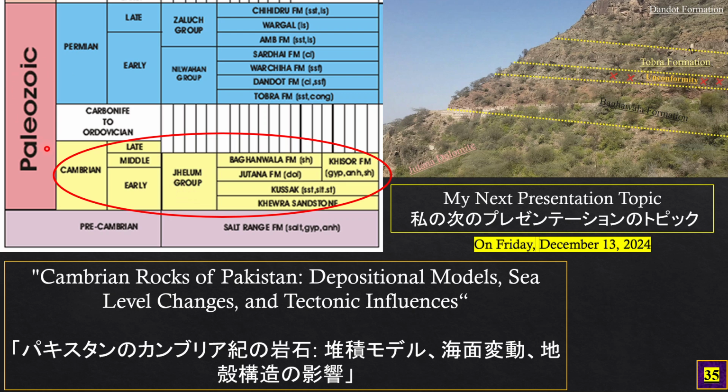My next presentation will be the Cambrian strata of Pakistan. I have started my presentation on that, and then we will cover the Permian, then the Mesozoic and Cretaceous, and then Paleocene, and then Eocene. So these are the different rocks which are present in Pakistan. Our next presentation is the Cambrian rocks of Pakistan, depositional model and sea level change.